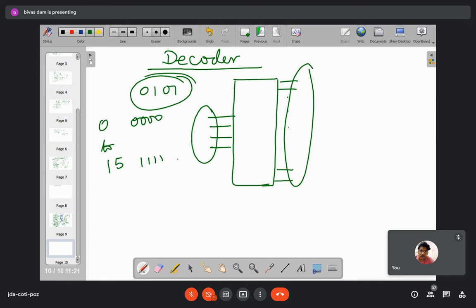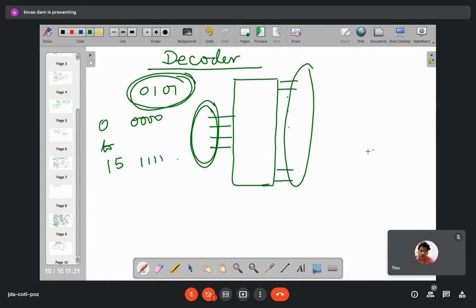So, if this particular input pattern is available here, which output line will become active? Output 5. There will be 16 outputs, output 0 to output 15, out of which output 5 will become active. So the person who observes these outputs will readily understand that this is the information 5 that was available at the input side. So this is the purpose of the decoder.